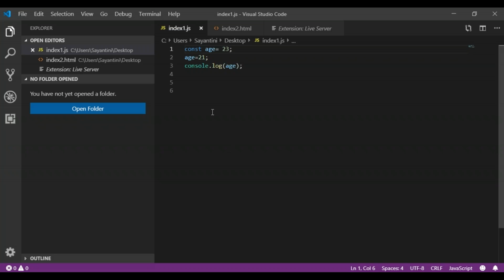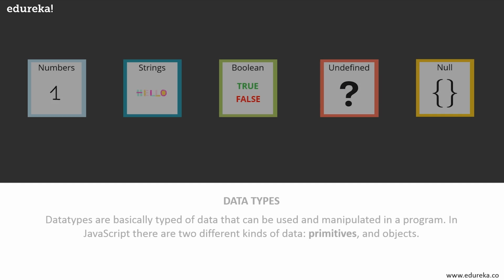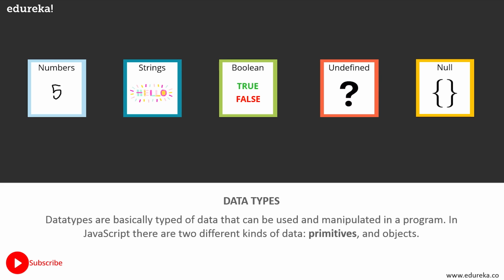Now that you know what variables and constants are, you must be wondering what kind of values we can assign to these variables. So let's move ahead and have a look at the different data types that you can use. Here we have two different types: first the primitive or value types, and then the reference types. First we will have a look at the different primitive types. Data types are basically the type of data that can be used and manipulated in a program. The different data types include numbers, strings, boolean, undefined, and null.